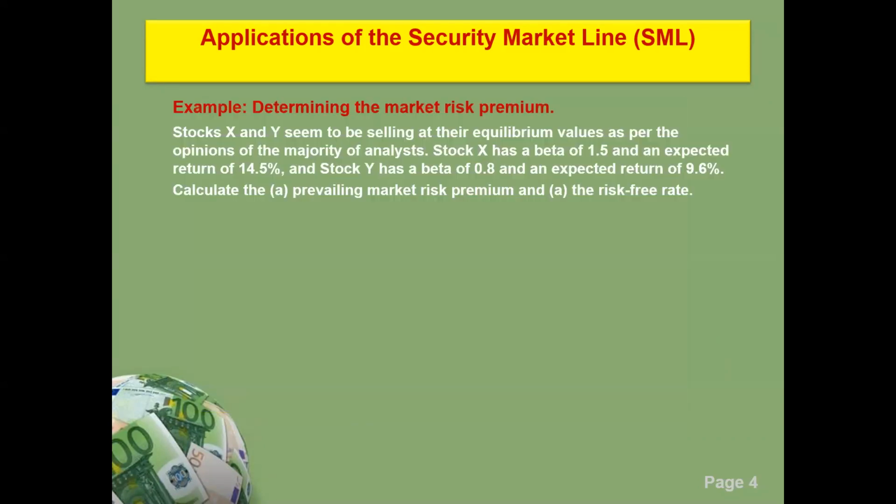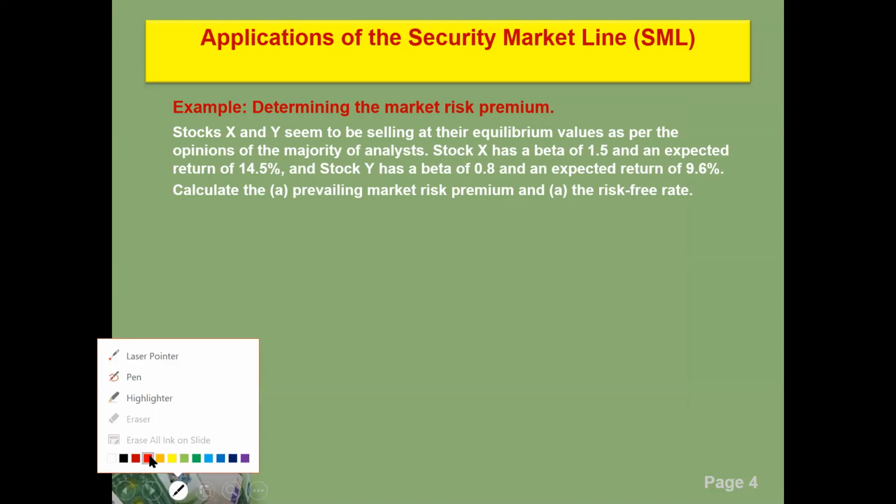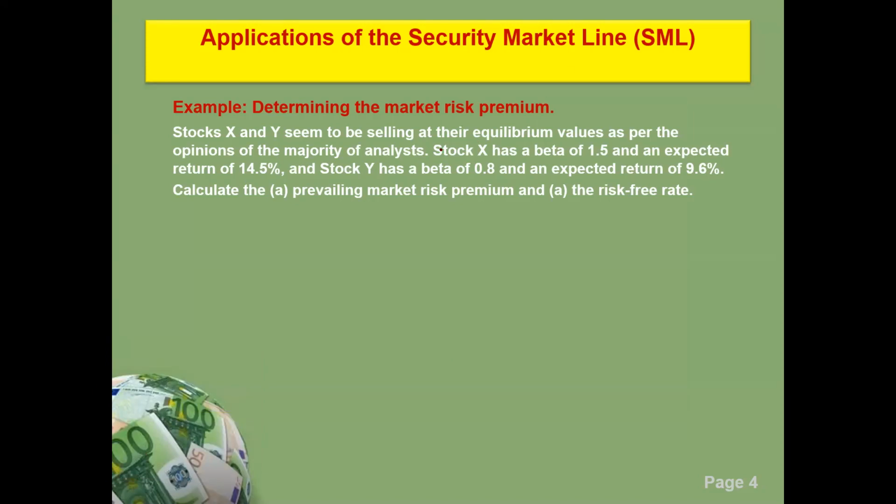So let's start with the first. Let's say there are two stocks, X and Y. They are selling at equilibrium. That means the stocks are behaving just per CAPM. When we say equilibrium, that means they are following the CAPM. According to many market analysts, the stocks are in equilibrium. Stock X has a beta of 1.5 and a return of 14.5. Stock Y has a beta of 0.8 and a return of 9.6.